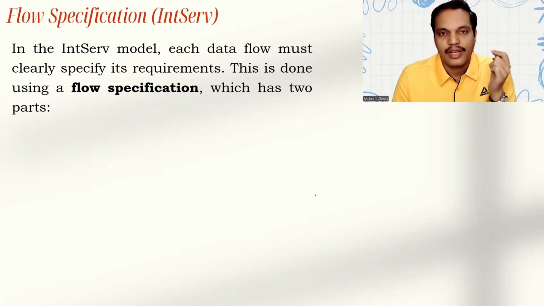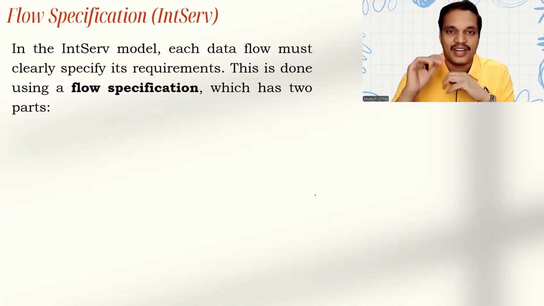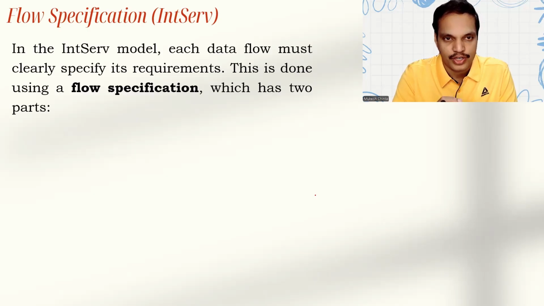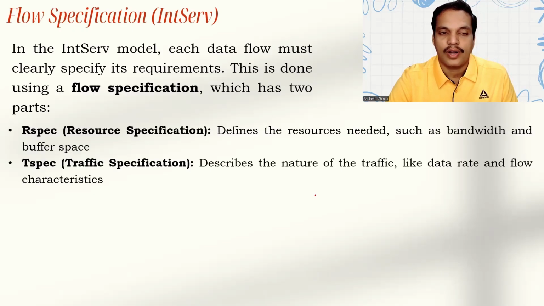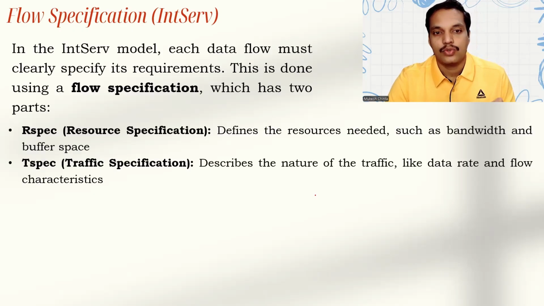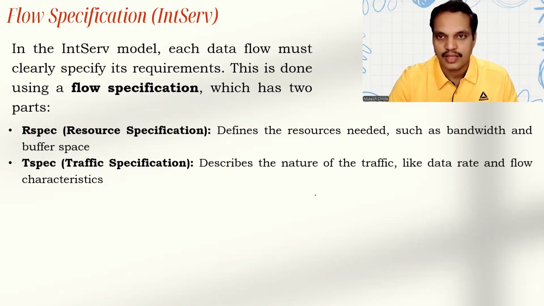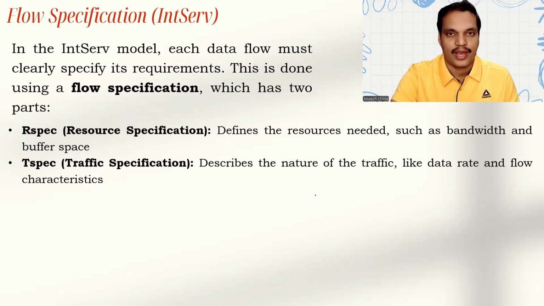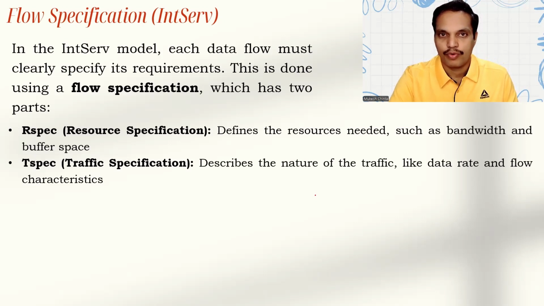For that, each and every data flow must clearly specify what it requires, what it is expecting. This is done by using something called a flow specification, which has two parts. What are those two parts? The first part is called RSpec or resource specification. This defines the resources needed such as bandwidth and buffer space. The other part is the TSpec or traffic specification, which describes the nature of the traffic like data rate and flow characteristics.